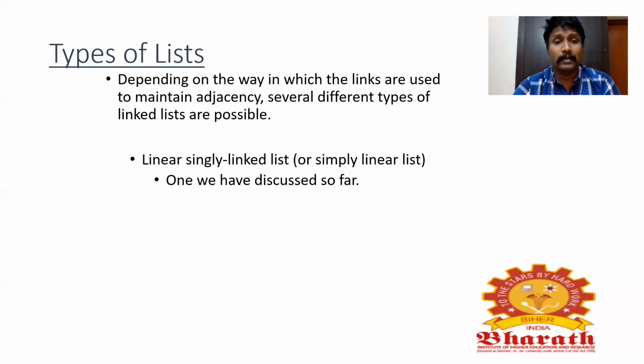Depending on the way in which the links are used to maintain adjacency, several different types of linked lists are possible. There are three types: singly linked list, doubly linked list, and circular linked list. The circular linked list is again differentiated into singly circular linked list and doubly circular linked list. So we'll see about the singly linked list.